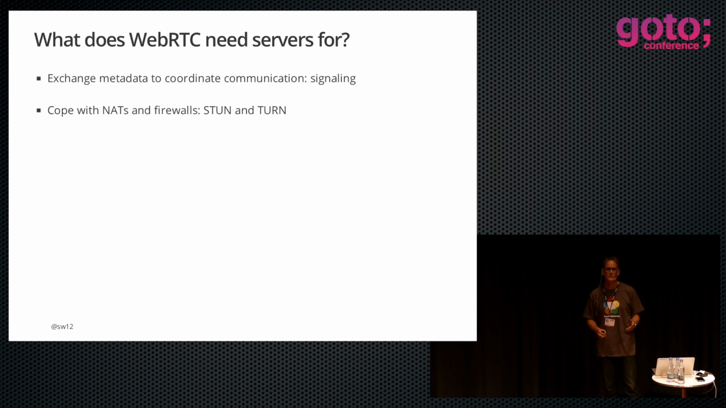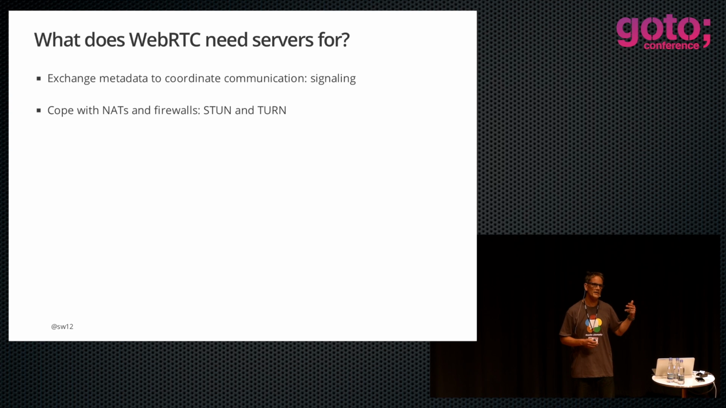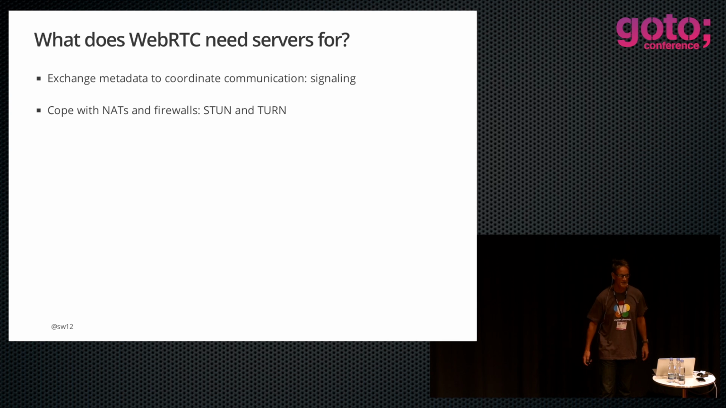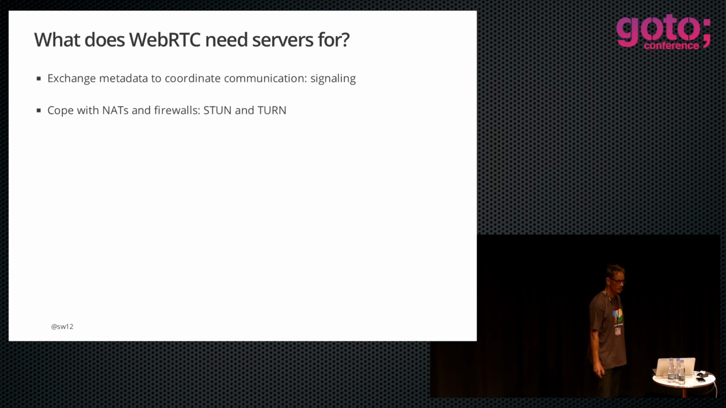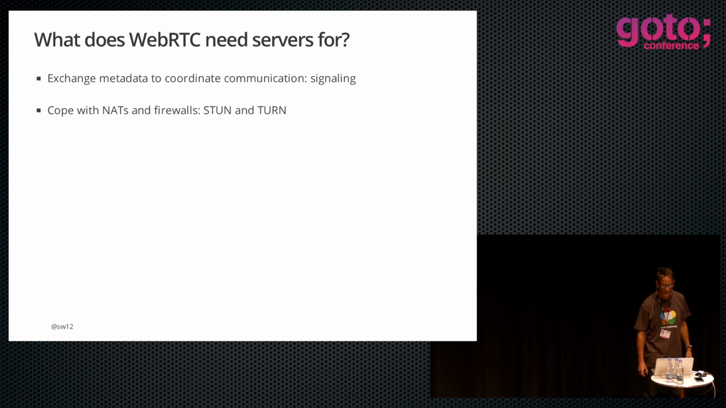So we need servers for two things, essentially. We need to be able to exchange metadata between peers in a WebRTC conversation. That's called signaling. And we also need servers to cope with the real world of NATs and firewalls. These are called STUN and TURN servers, and the whole framework that uses them is called ICE. I'll go into some more detail about this.